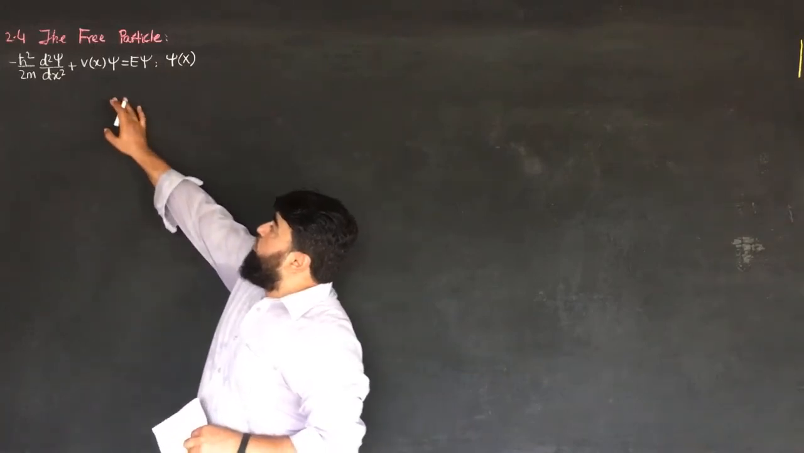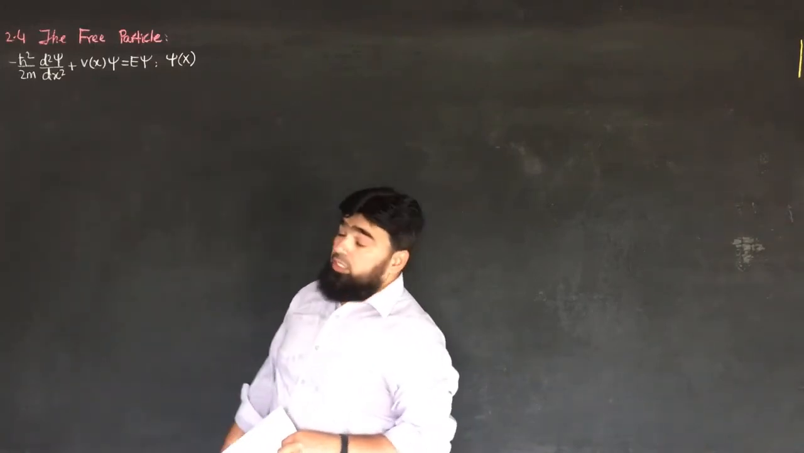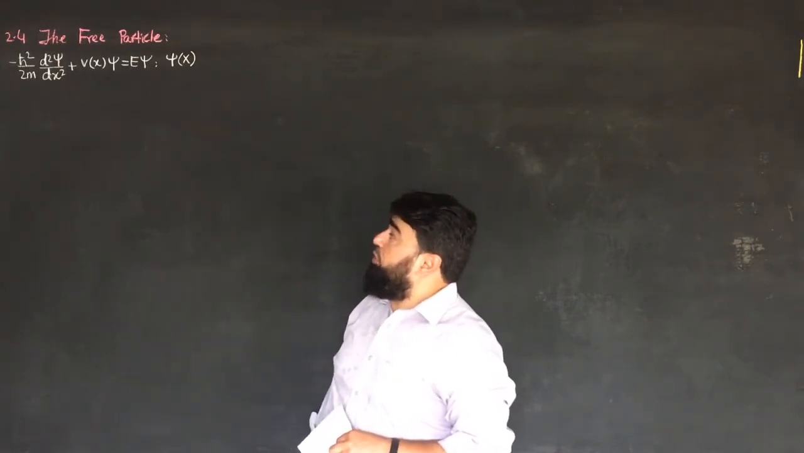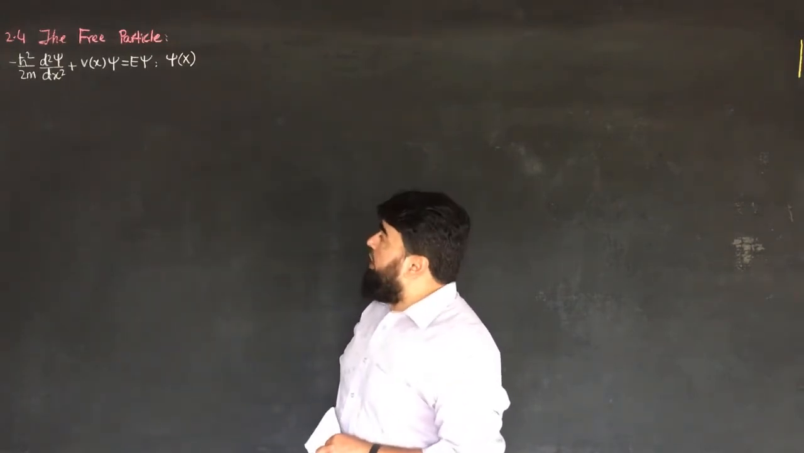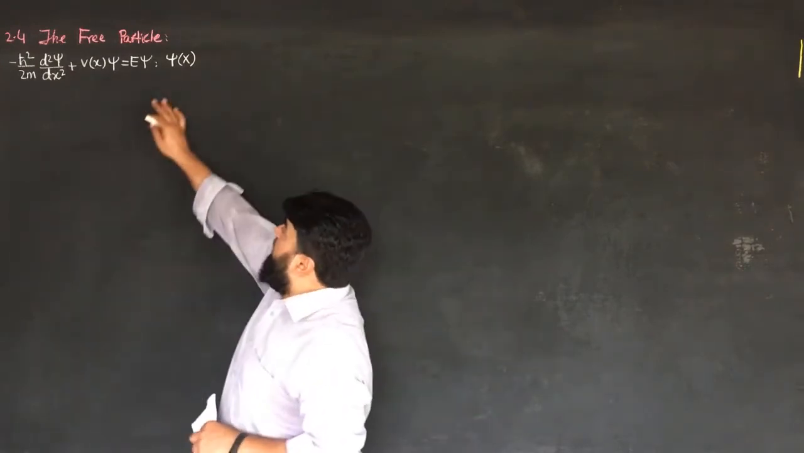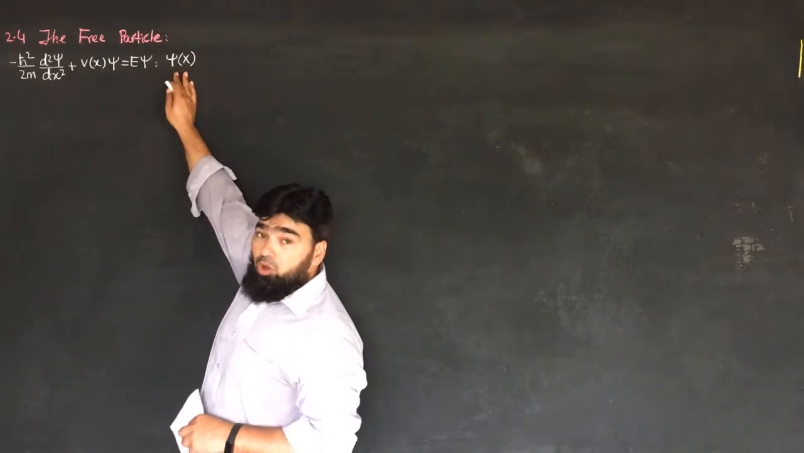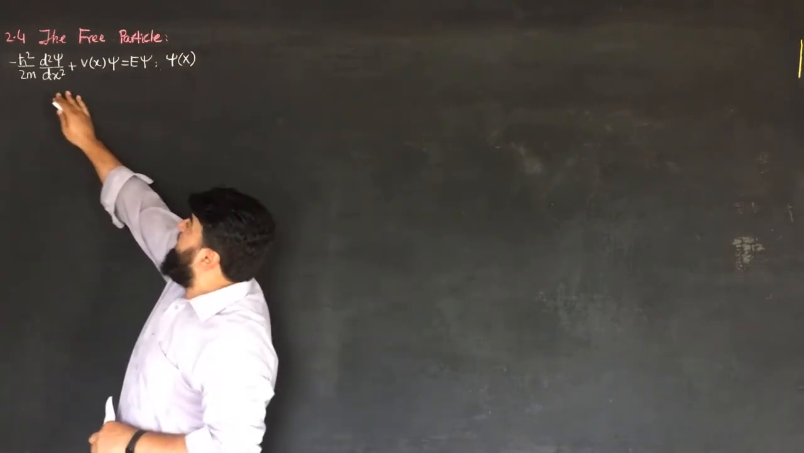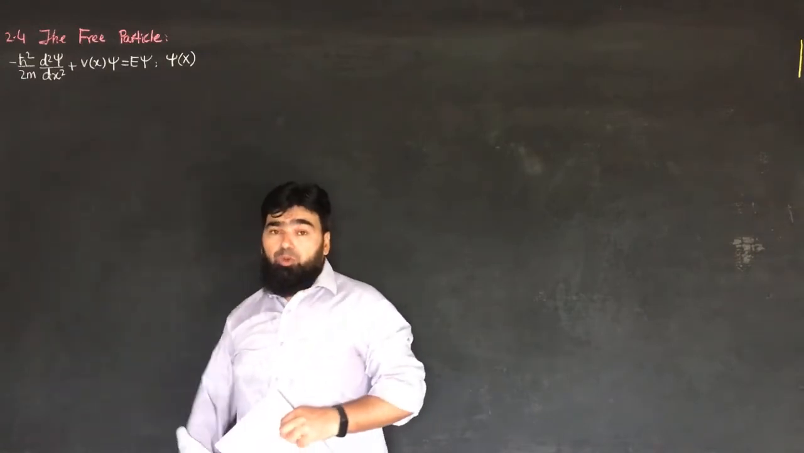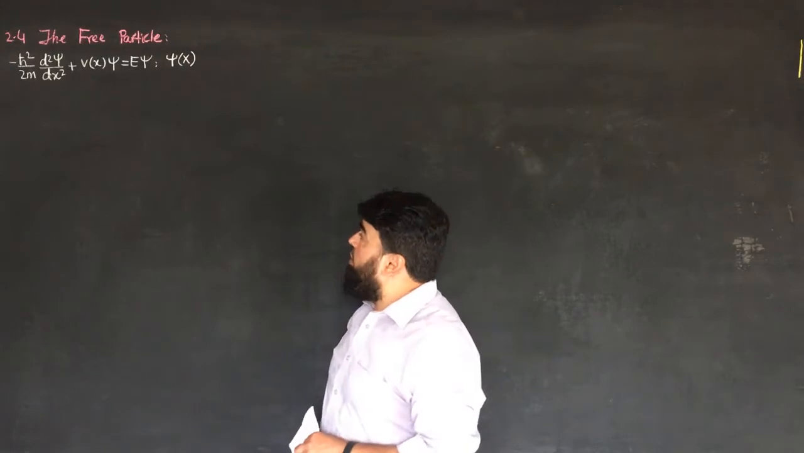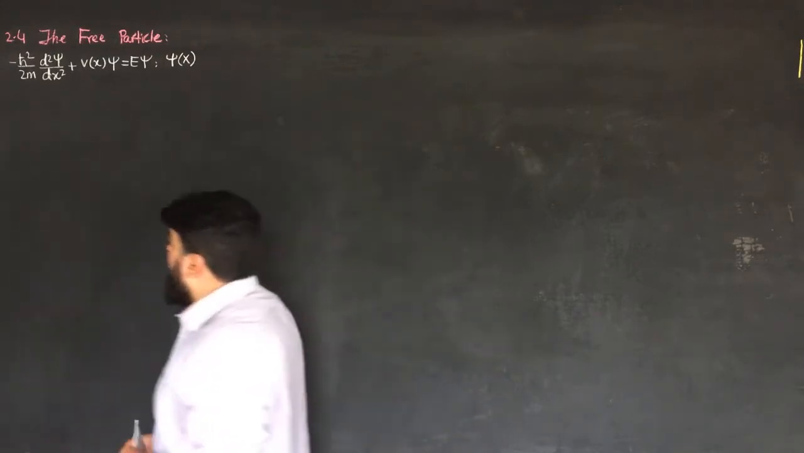In section 2.4 we will discuss the free particle, and this is the Schrödinger wave equation that we are having for the time independent wave function. When a wave function is a function of x only, meaning a one-dimensional wave function, then we write the Schrödinger equation like this, while potential is also a function of x only.